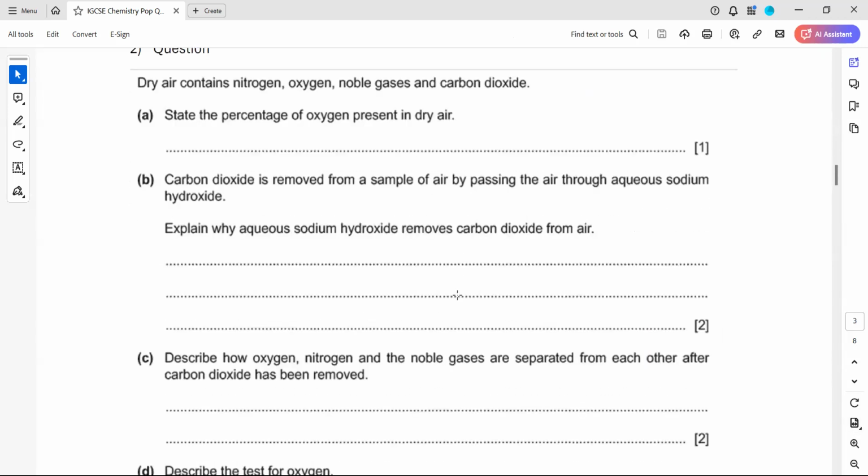Question 2: dry air contains nitrogen, oxygen, noble gases, carbon dioxide. What is the percentage of oxygen? So by volume, it is 21%. That's right. Carbon dioxide is removed from a sample of air by passing it through aqueous sodium hydroxide. Why does aqueous sodium hydroxide remove carbon dioxide? Yeah, it neutralizes, but you have to relate the nature. What is the nature of carbon dioxide?